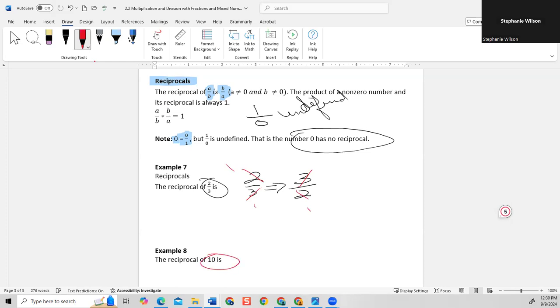The next one says we have 10. Well, a whole number is seen to be over 1, but we don't write it that way because that's not the simplified form. However, when you're writing the reciprocal of it, we're going to flip that and it becomes 1 over 10.